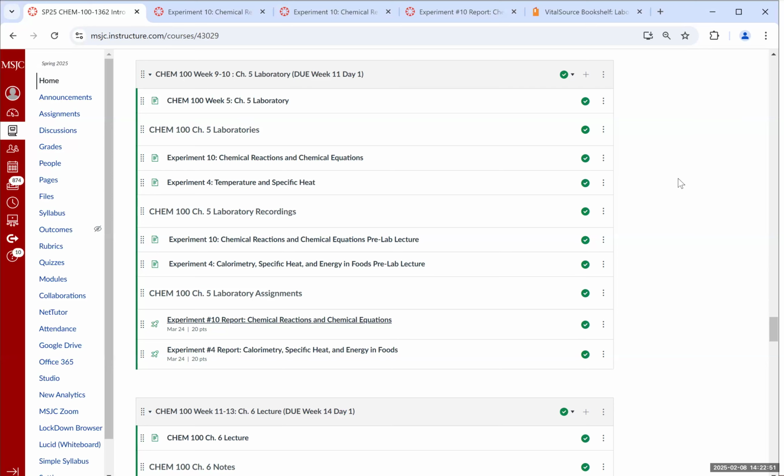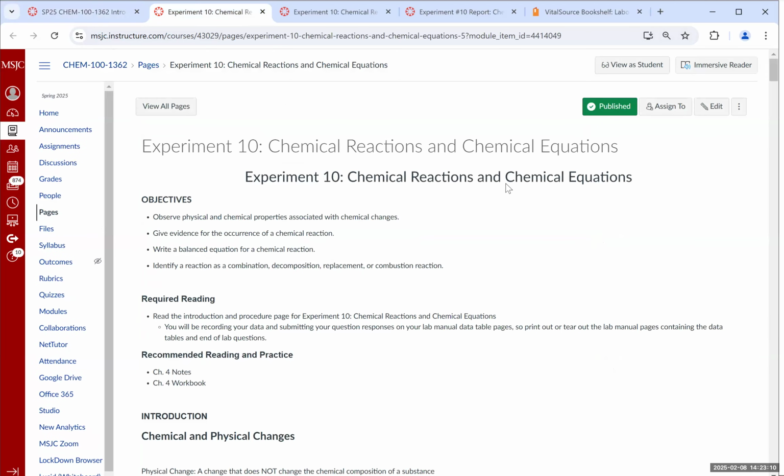So this is in the Chapter 5 Laboratory module. Here, as you can see, under Chapter 5 Labs, we have the Chemical Reactions and Chemical Equations Laboratory. Additionally, we have some pre-lab lecture recordings for students to review, and we have the report submission page. So here's what the Experiment 10 Canvas lab page looks like. This contains all of the data that we're going to be using to complete our report.